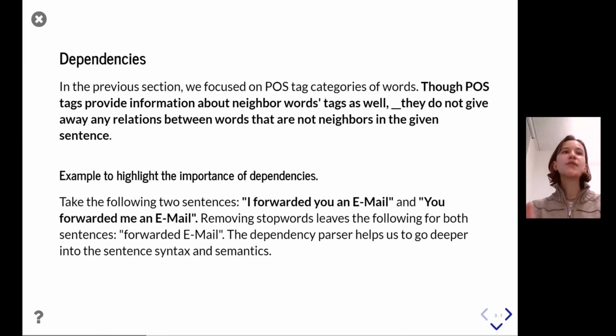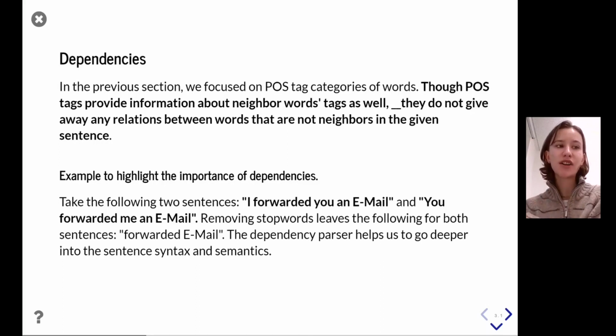This brings us to the next point, which would be dependencies. Purely the POS tags don't provide any information about any words that are not direct neighbors of the tag. To highlight why we should know this, if you had the sentences "I forwarded you an email" and "you forwarded me an email," and removed any stop words, only "forwarded email" would be left. However, originally we know that these two sentences had very different meanings and also require very different responses.